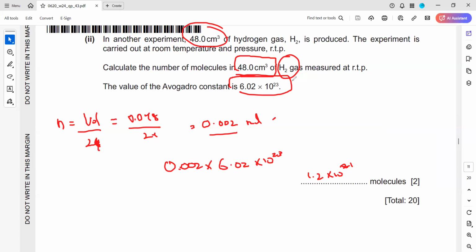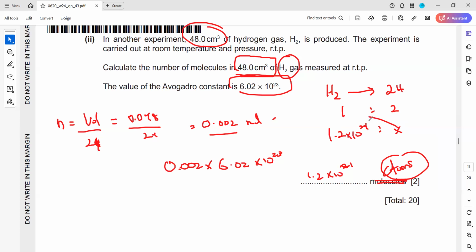If this was the same question, but instead of molecules they say find the atoms, what will we do? It will be multiplied by 2 for the final answer. Not divide, multiply. Why multiply? We got the number of molecules, and one molecule contains 2 atoms. So the ratio between molecule and atom is 1:2. So if I know the number of molecules, which is 1.2 exponent 21, then how many atoms will be there? X, cross multiply. So it will be twice.